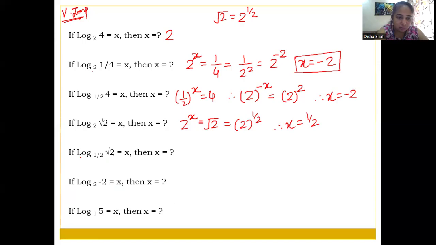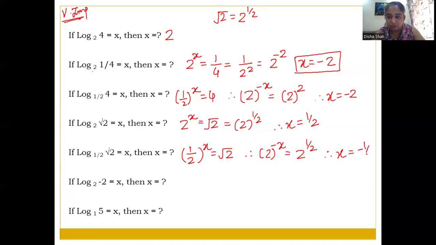Next, log of root 2 to the base half is equal to x. So what is the value of x? So once again, write this in the exponent form. So half raised to x is equal to root 2. From here we take 2 to the numerator. So we can say that 2 raised to minus x, and the square root of 2 can be written as 2 raised to half. So minus x is equal to half. So we can say that x is equal to minus half.